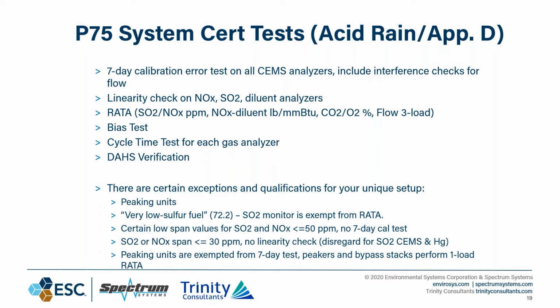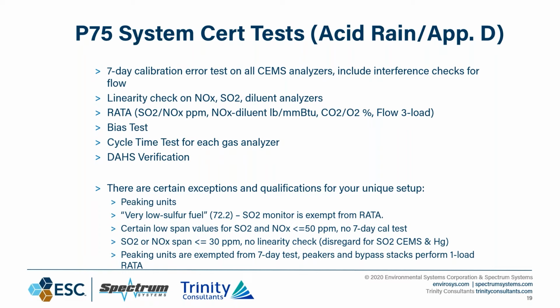Then we get into the system certification tests for full acid rain monitoring or Appendix D. You need to do a 7-day cal error test on all your CEMS analyzers. That includes your interference checks for stack flow. Everything needs to pass. All of it needs to be online. This is Part 75. Part 75 only cares about online operation.